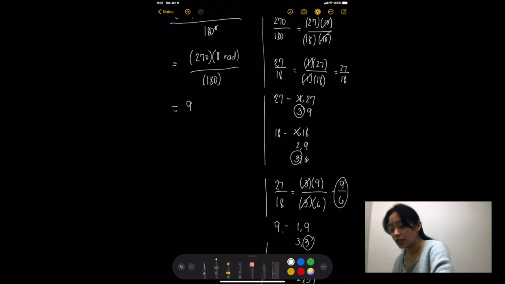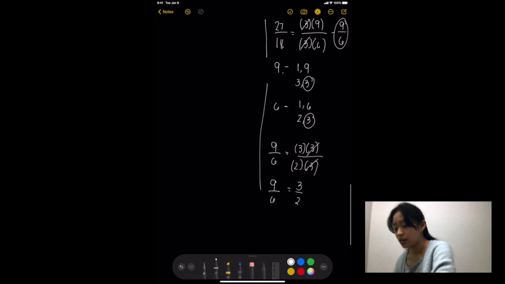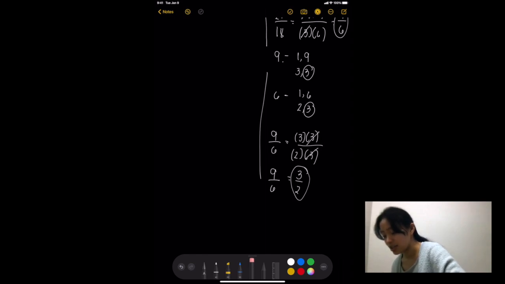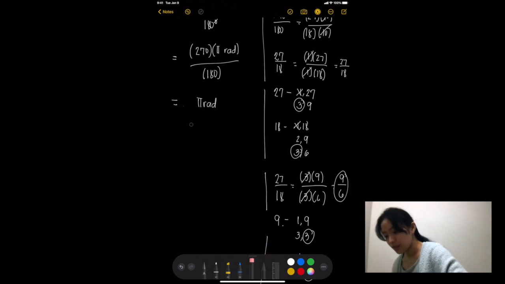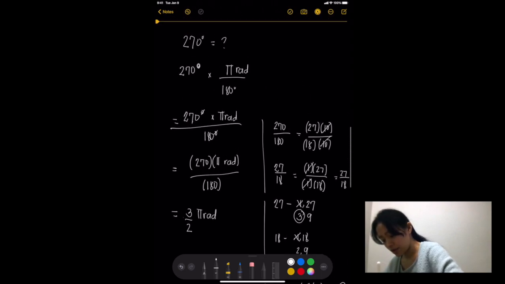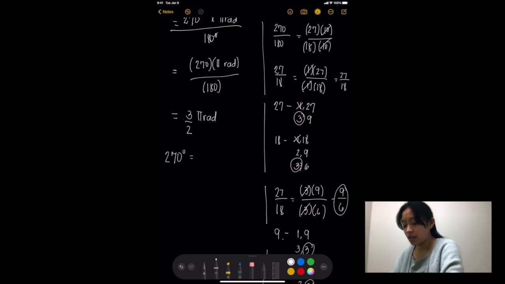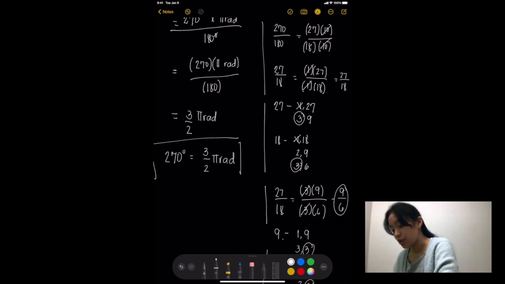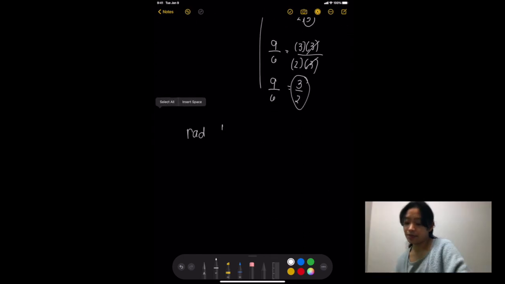So I'm going to write it here. So I know that 270 divided by 180 is just 9 over 6. Wait, it's just 3 halves. Sorry, it's 3 halves. So we come back here to our conversion, and we know that 270 degrees is just equal to 3 halves pi radian. So this is our final answer.